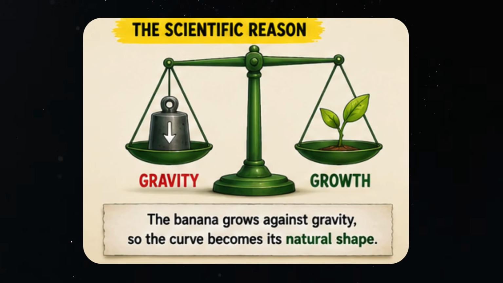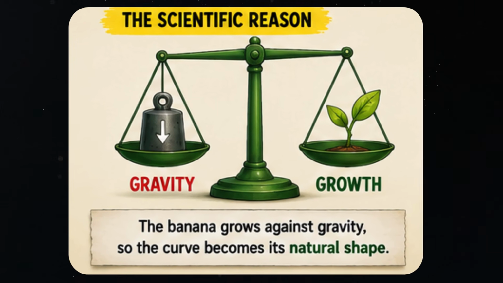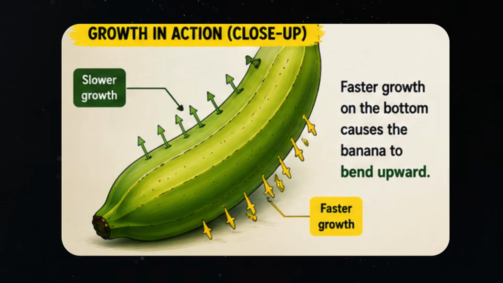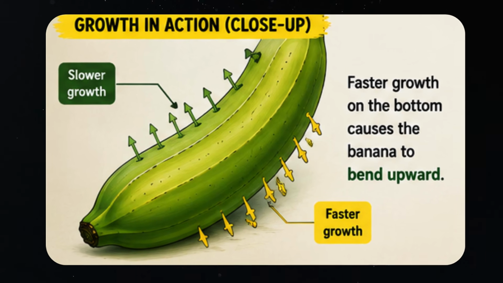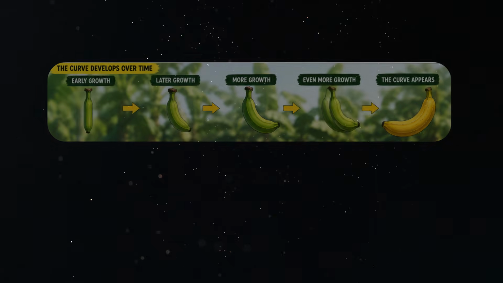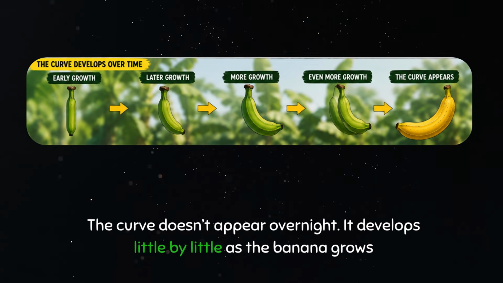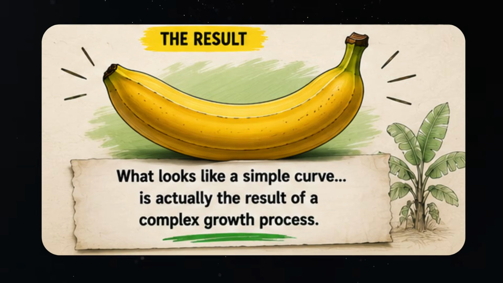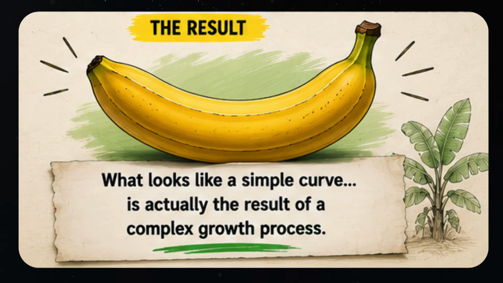Imagine hanging a young banana upside down. As it grows, its tip gradually turns upward. And because different parts of the fruit grow at different rates and directions, the banana slowly develops its familiar curved shape. So the curve isn't something that appears overnight. It develops little by little as the fruit grows. What looks like a simple curve is actually the result of a surprisingly complex growth process.